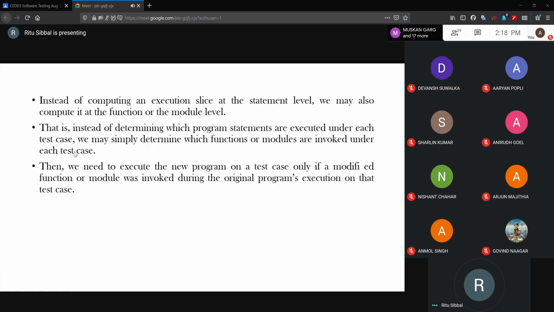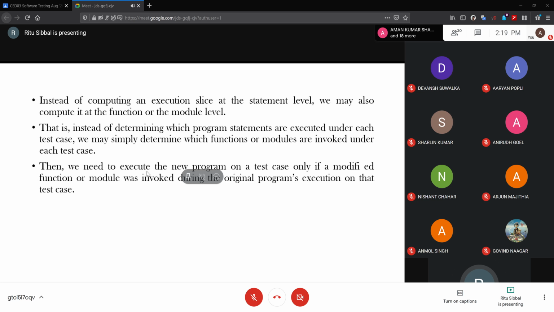Okay. Therefore, if the number of functions or modules invoked by a test case is less, we will prioritize that test case first. So this is how we are basically prioritizing the test cases on the basis of the execution slice. It can be either statements or functions or modules which have been invoked by that test case when a modification in the program is done.